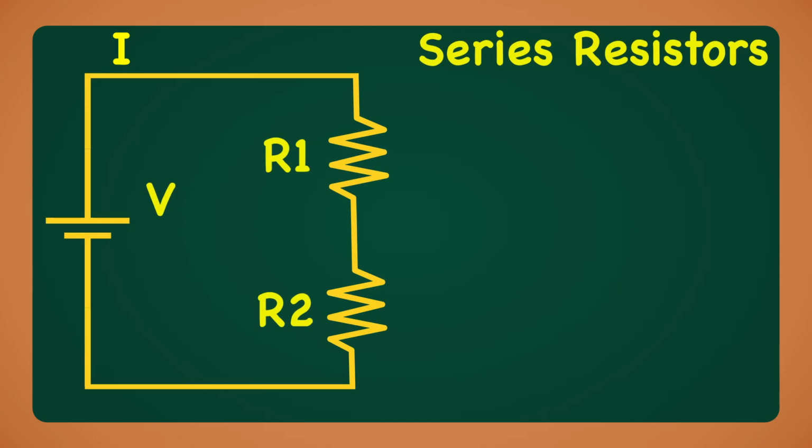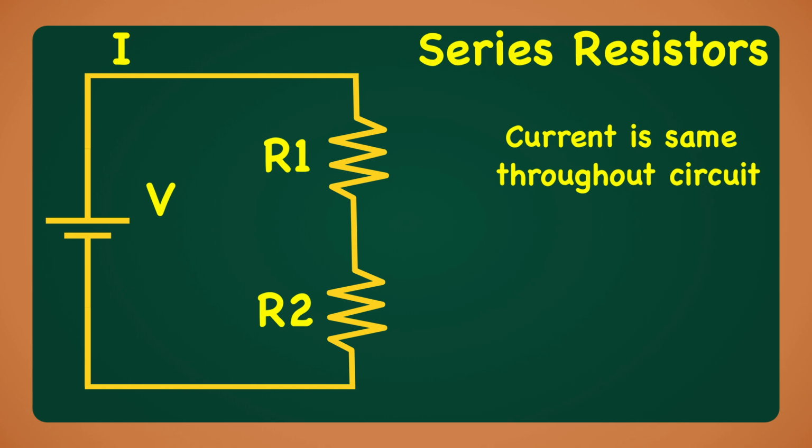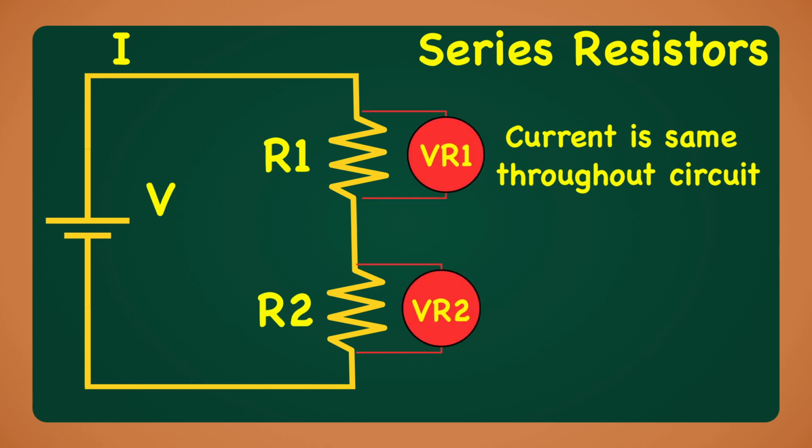Here we have two resistors connected end to end. These resistors are said to be in series. Current flows in a single path from the battery through the first resistor, then through the second resistor, and finally back to the battery. As we'll see, the current is the same everywhere in a series circuit. The voltage, however, is divided across the resistors.